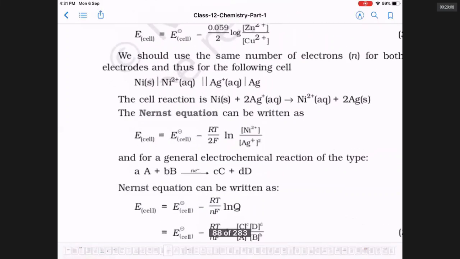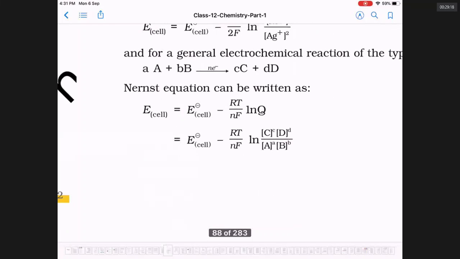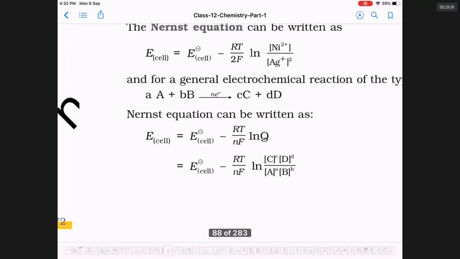You have seen that E cell is equal to E0 cell minus RT by nF into log of product ion by reactant ion. That is the relationship. In other words, the Nernst equation can be written for any reaction aA plus bB gives cC plus dD as E cell equals standard cell potential minus RT by nF into log of product ion concentration by reactant ion concentration. This is the general format. Now, when the reaction is at equilibrium, the speed with which A and B combine to give C and D is equal to the speed with which C and D combine to give A and B back.